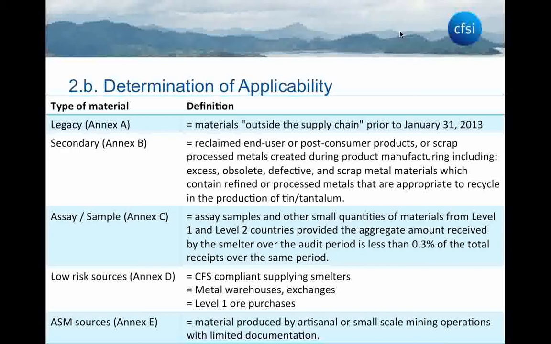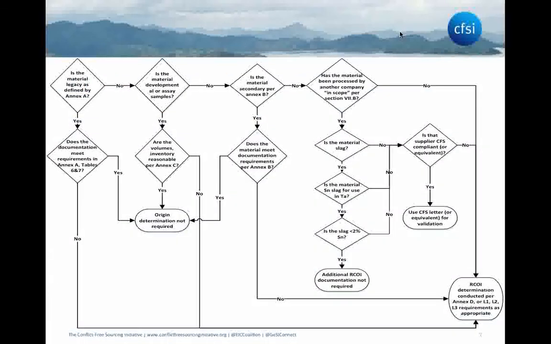Lastly, there are artisanal and small-scale mining sources, which are covered in Annex E of the audit protocol. This is material that has been produced by such artisanal or small-scale mining operations, and recognizing that there is limited documentation available, there are reduced expectations for the documents that need to be provided for review.